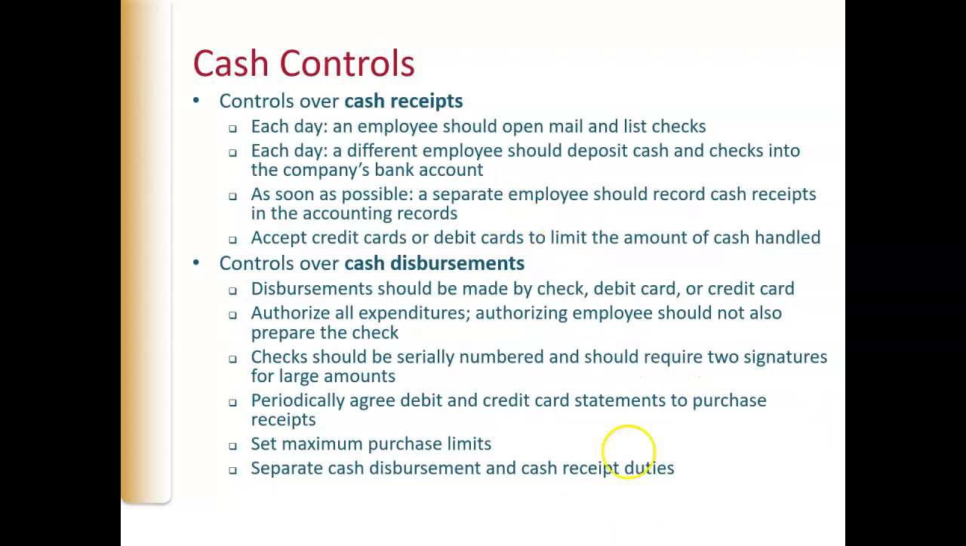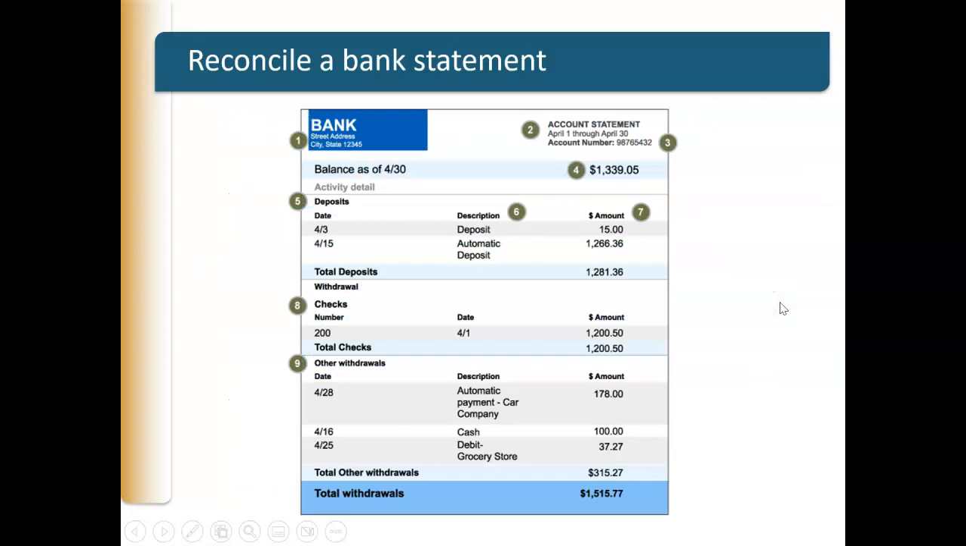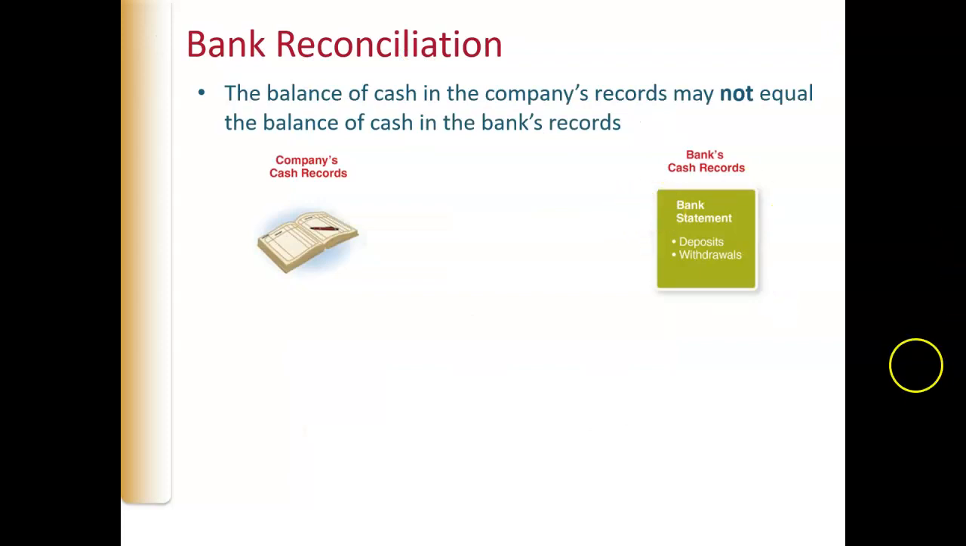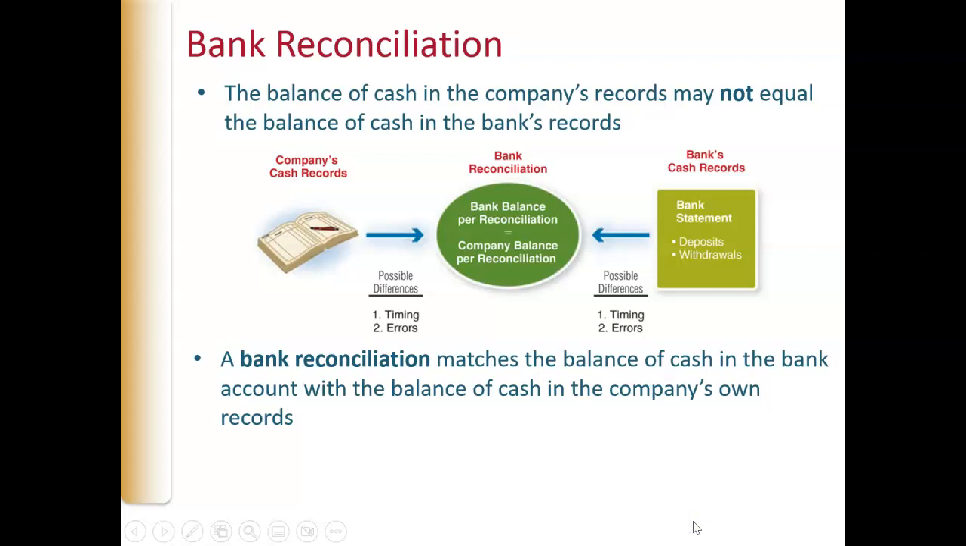So on this screen, you can look back. This is in the content section of D2L. Look at these cash controls in case you're asked this on a quiz. Okay? Here's what we're doing today. We're reconciling a bank statement. The balance of cash in the company's records probably won't equal the balance of cash in the bank's records. And so we use a bank reconciliation to match the balance of cash in the bank with the balance of cash in the company's own records.